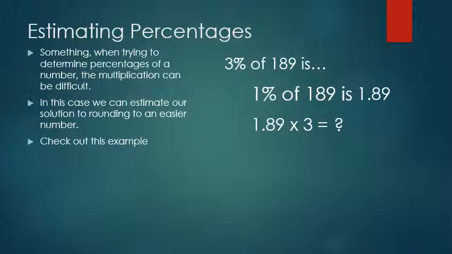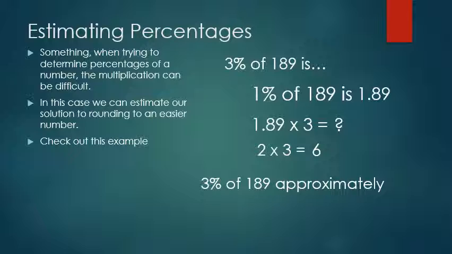So instead, we say that 1.89 is very close to 2. So instead of 1.89 times 3, we consider 2 times 3. So we're rounding that decimal to the nearest whole number. And we know that 2 times 3 is 6. So we don't know the exact value of 3% of 189, but we know that 3% of 189 is approximately 6. So it's not an exact answer, but it's an approximate answer, which is usually acceptable when we're dealing with mental math.